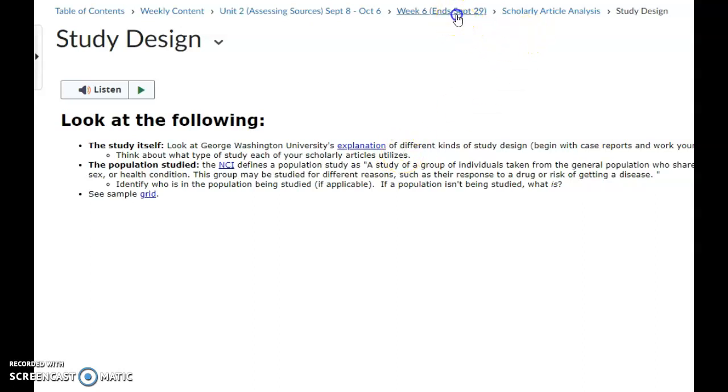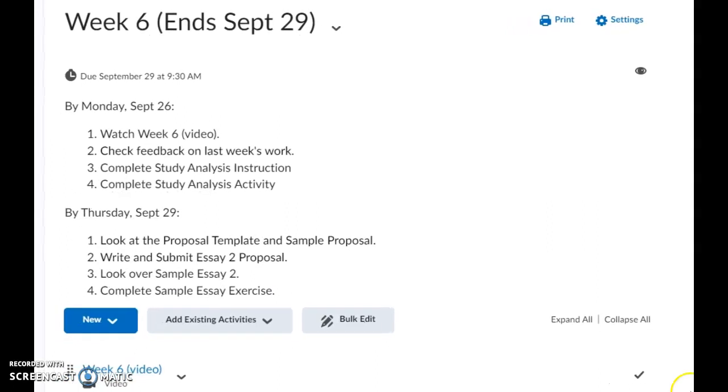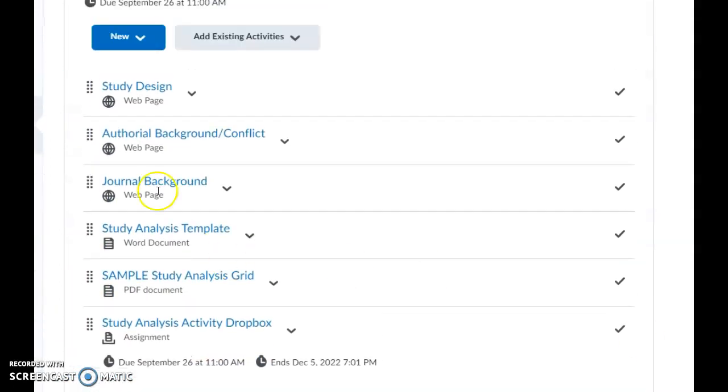For us, okay? So, again, I'm going to go back to week 6 here. Sorry about that. It was hard to grab onto my screen here. Okay, so that was the study design webpage. There's a similar one for authorial background and conflict and journal background. Just what do you do to try to figure out if there's a conflict of interest? Where would we look? How would we go about this? Okay, so those 3 web pages, please read through all of them before you start doing your template.